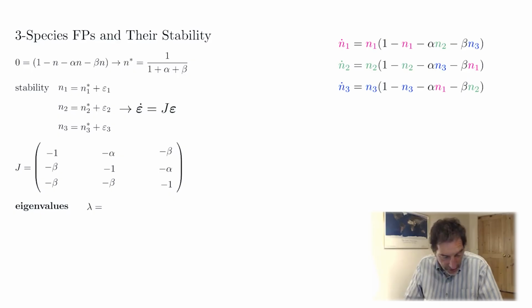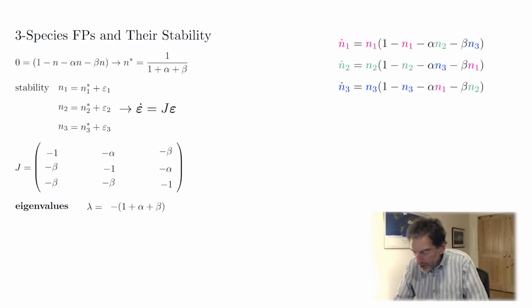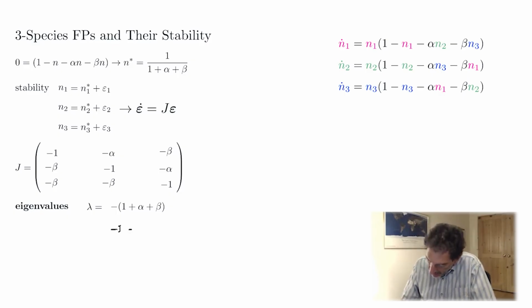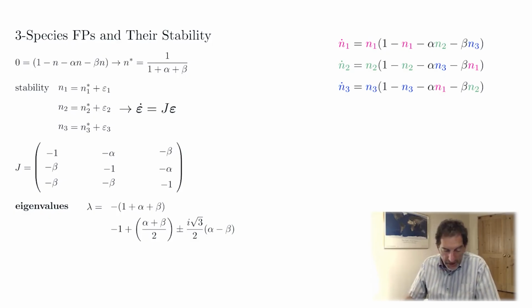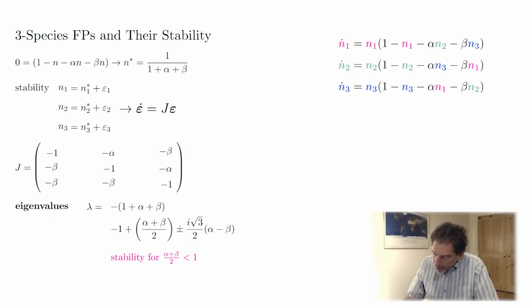There is an eigenvalue minus (1 plus alpha plus beta). And then there are two complex conjugate eigenvalues of the form minus 1 plus (alpha plus beta) over 2, plus or minus i root 3 over 2 (alpha minus beta). So here something rather interesting arises because we see that if alpha plus beta is less than 2, then the real part of lambda is negative. So that means that we'll have stability, or (alpha plus beta) over 2 less than 1. Because this implies that the real part of all the eigenvalues are negative.